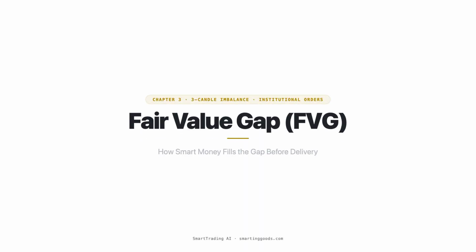Most traders think gaps are random. They're not. In ICT, every fair value gap is a map, a precise record of where smart money left orders behind and exactly where price will return to collect them.